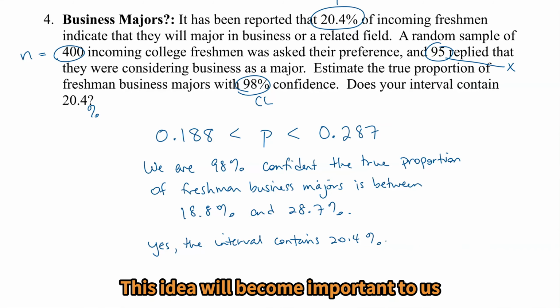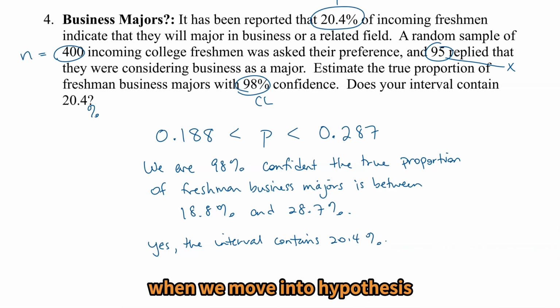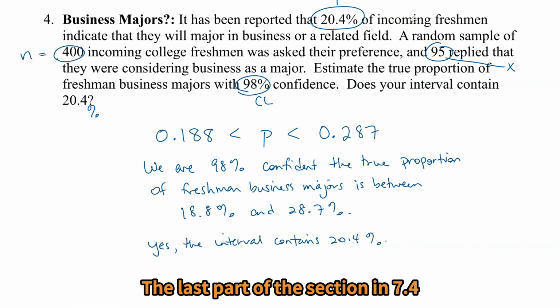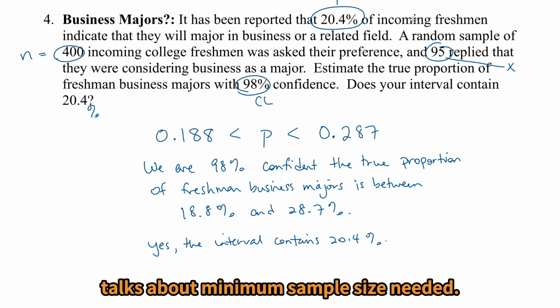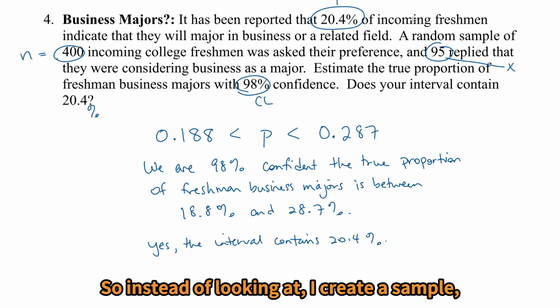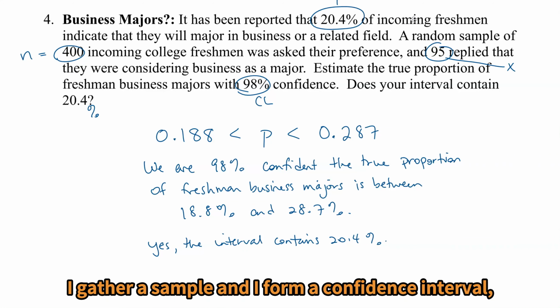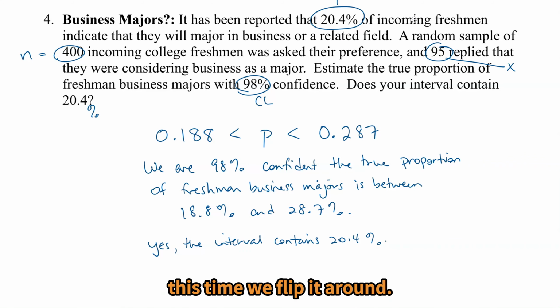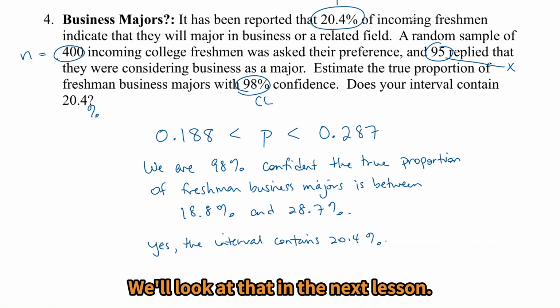This idea will become important to us when we move into hypothesis tests in the next chapter. The last part of this section in 7.4 talks about minimum sample size needed. So instead of looking at, I create a sample, I gather a sample, and I form a confidence interval, this time we flip it around. If I want a confidence interval that has this margin of error, then how big of a sample do I need to take to get that? So we'll look at that in the next lesson.